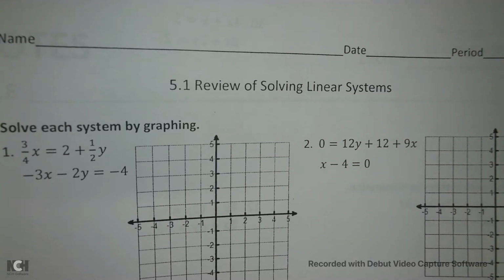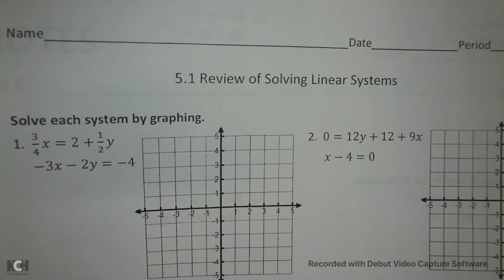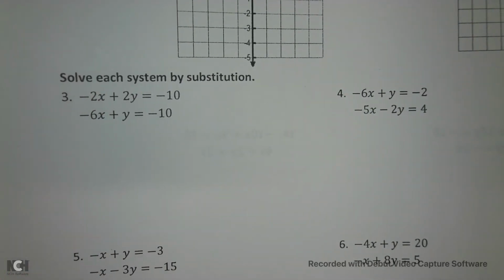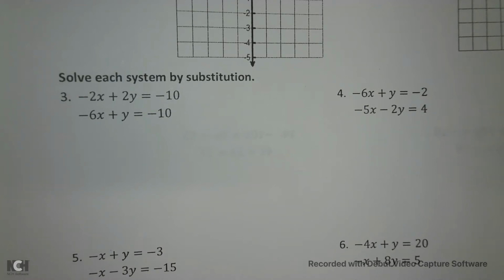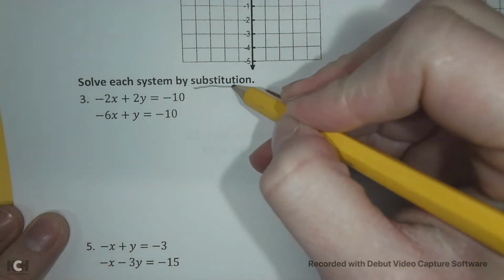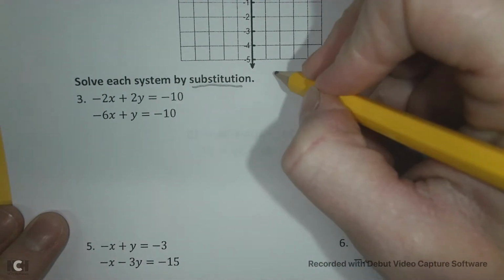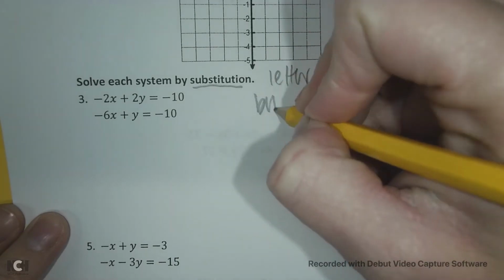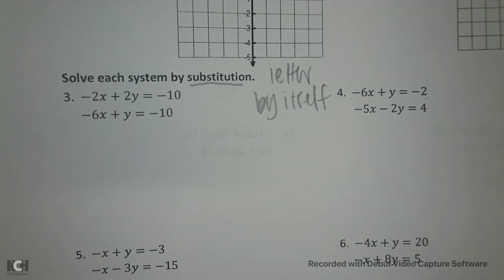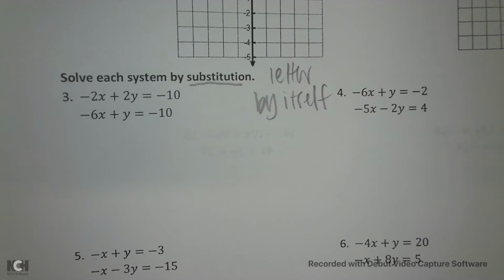Alright guys, today we are reviewing solving systems of linear equations, and we're reviewing using substitution. So we need to start these problems using previous knowledge, okay? In order to solve a system by substitution, we need a letter by itself. The letter that you should pick to have by itself is a letter that's almost already alone.